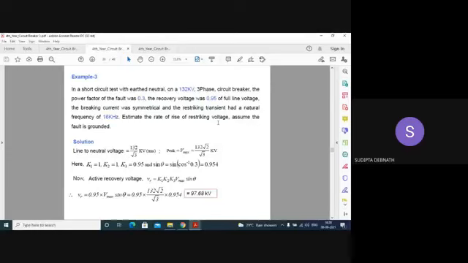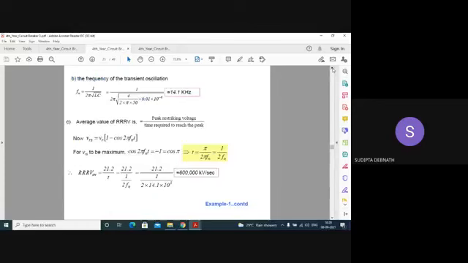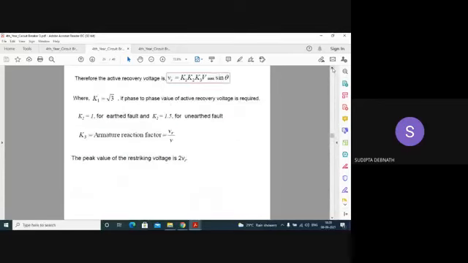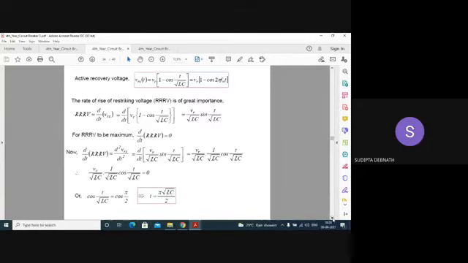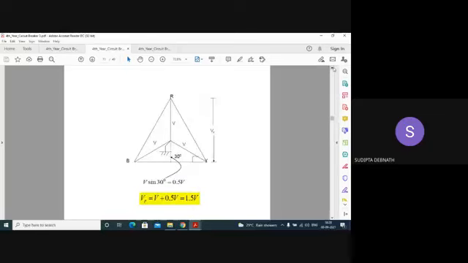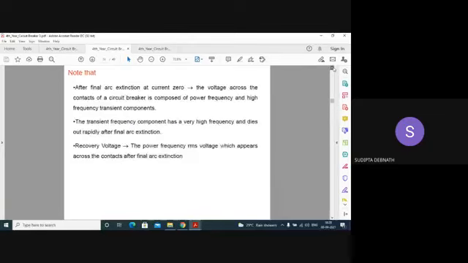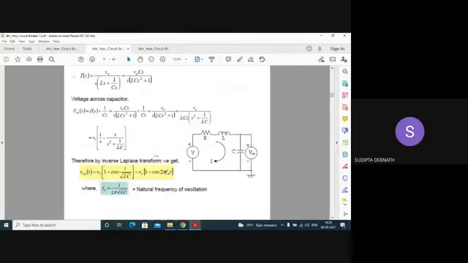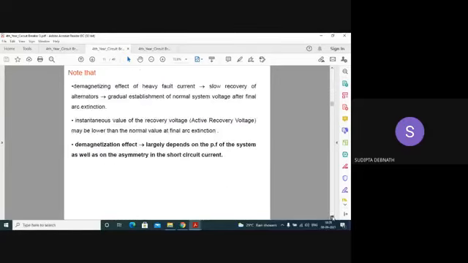restriking voltage. Before going through the restriking voltage, I don't think it will be wise to discuss this, so let us go sequentially. We have discussed up to this. Now see, active recovery voltage. You have derived this phenomenon, the active recovery voltage, just here. This is actually the voltage across this one when the circuit breaker contacts have just separated.